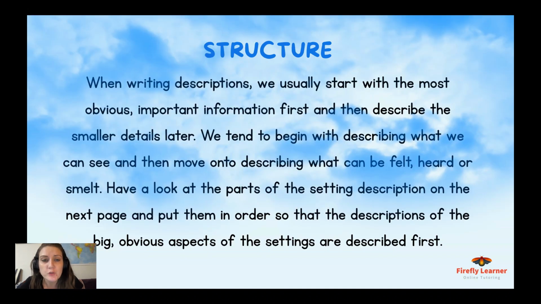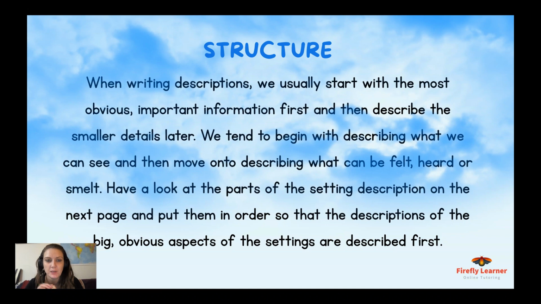So the structure of a setting description usually starts with the most obvious, important information first, and then you make it so that with each sentence you describe smaller and smaller, more specific details. But your first sentences should help the reader create a quick picture of this particular setting. So usually you'll tell them what the landscape is. Are we at the beach? Are we in a forest? Are we looking at mountains? Where are we?